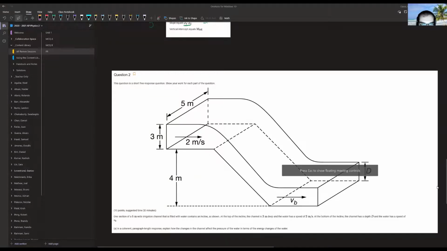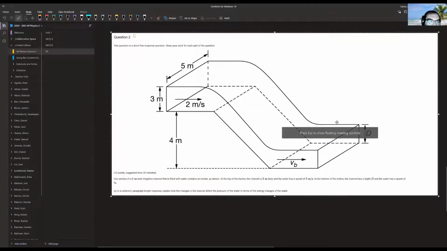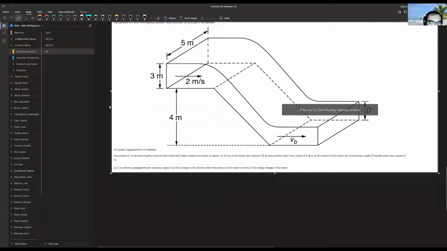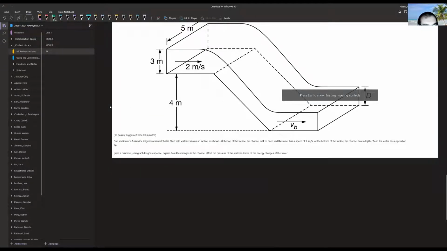We're on this computer and we are recording. Okay, so let's go ahead and take a look here. So this is a free response question. We're going to show our work for each question here. And so this one should take hopefully 20 minutes.